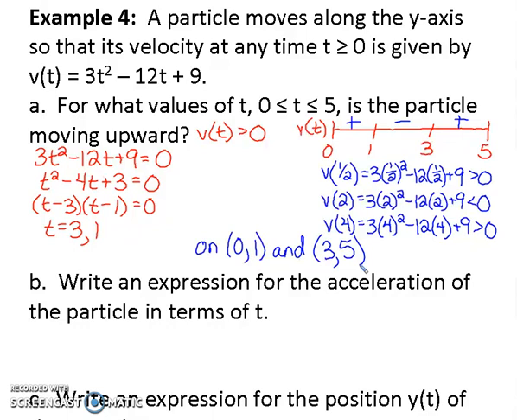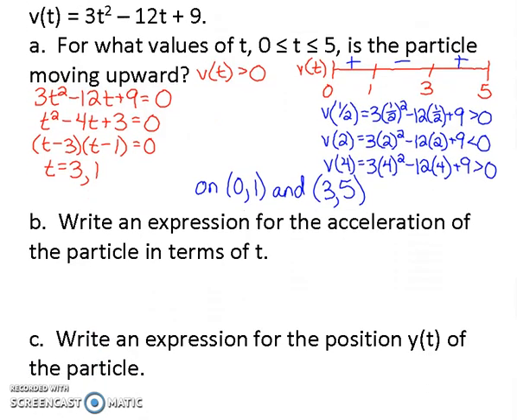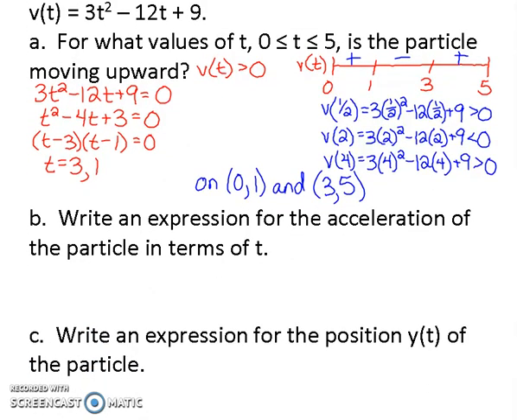All right, then B wants an expression for the acceleration. So hopefully you remember that acceleration is the derivative of velocity. So all we have to do to come up with an expression for acceleration is take the derivative of the velocity function that we were given, and boom, we're done. 6t minus 12.